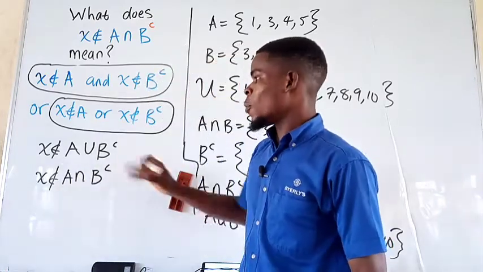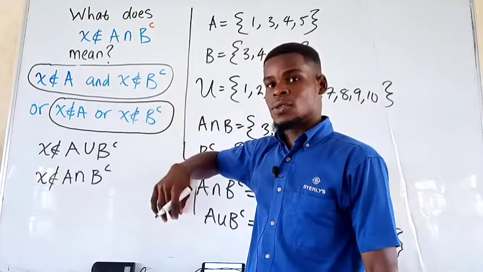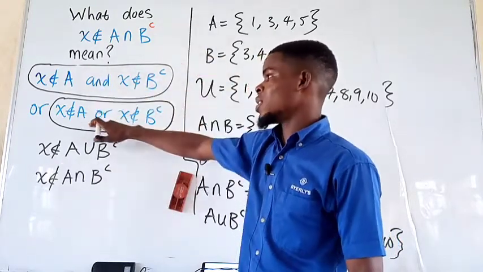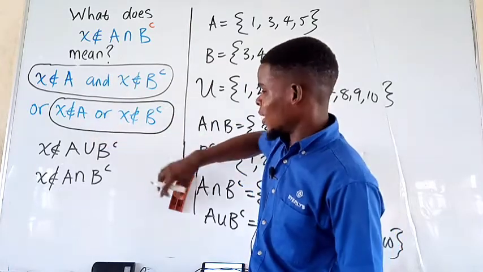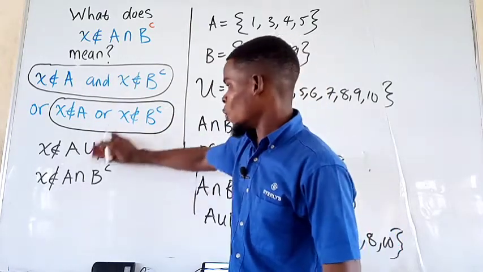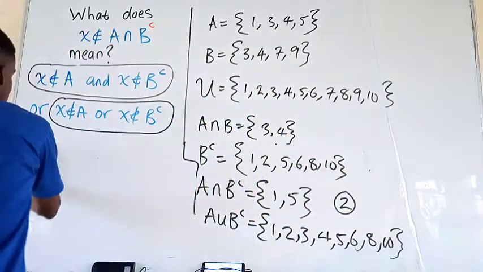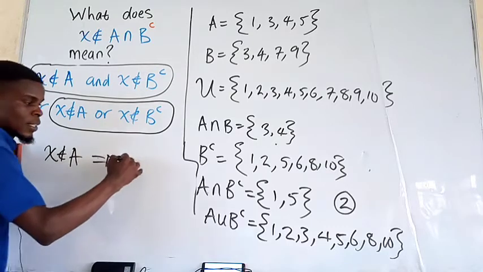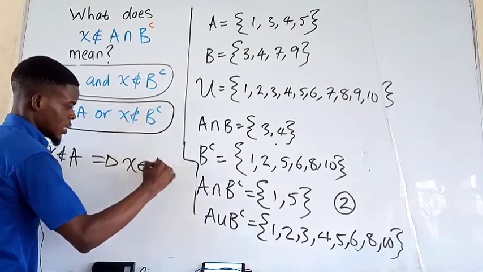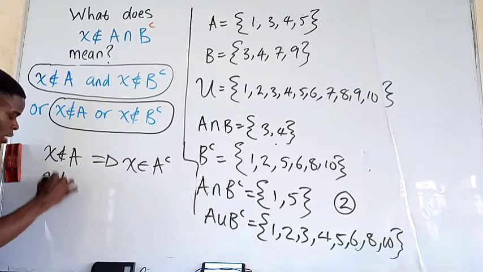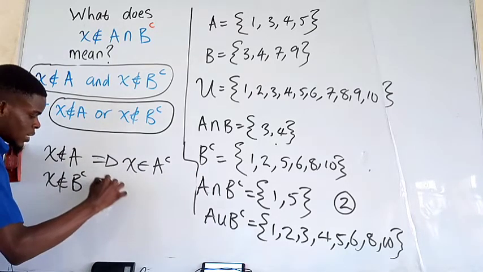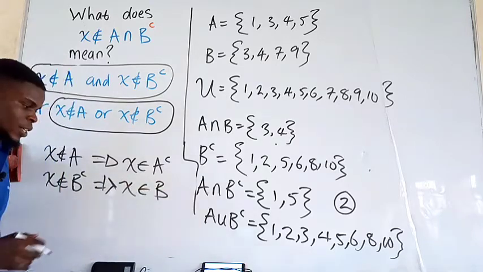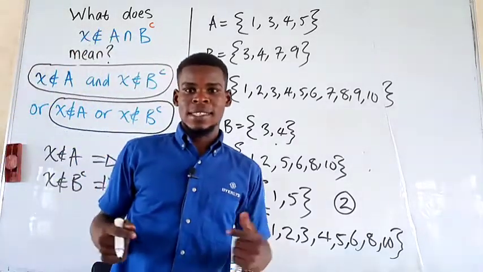Alright, but there are a couple of other ways of representing this apart from these two. The main thing is that this is possible and this is also possible, so it's now left for you to choose which one you want to work with. Now when we say that X is not an element of the set A, this implies that X is an element of the set A complement. When we say that X is not an element of the B complement, this implies that X is an element of the set B, based on the definition of complement of sets.